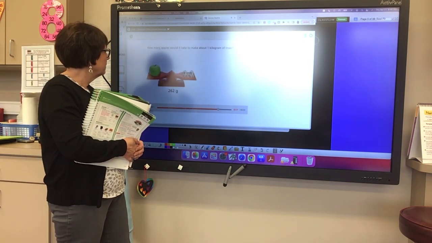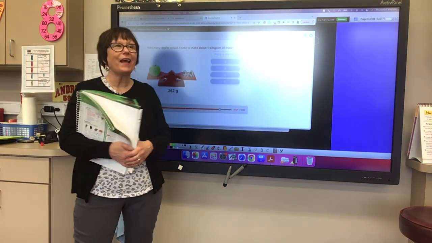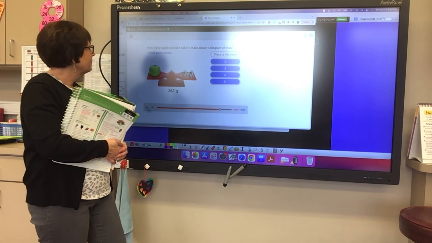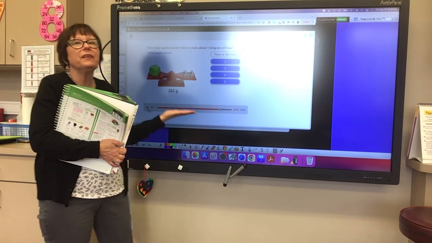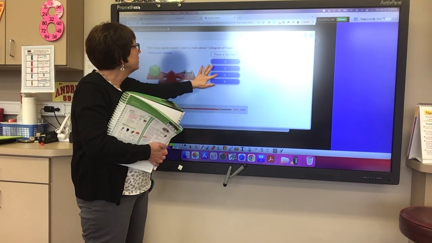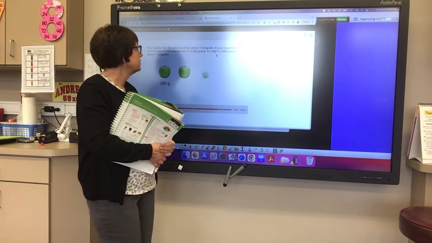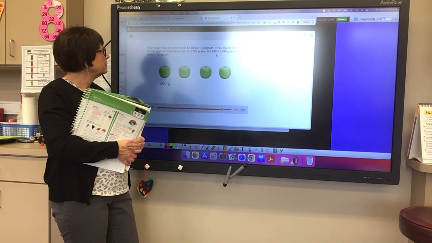How many apples would it take to make about 1 kilogram of mass? Oh, we already discussed that. Select your answer. Okay, so we decided. How many did we decide, boys and girls? Four, we said about five. Four. So let's say four. We decided about four. Four apples like this one would be about 1 kilogram.